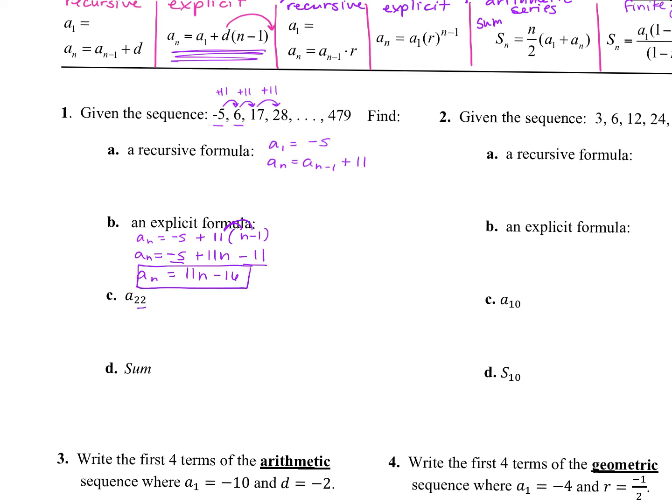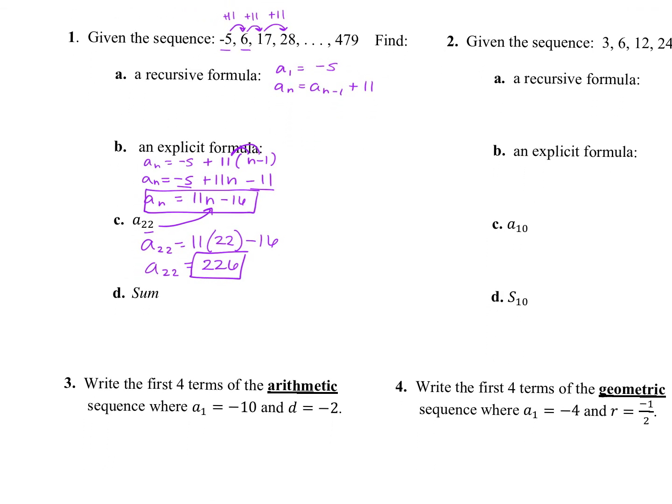When they ask you to find a of 22, they're saying what's the 22nd term. You do not want to use the recursive. You want to use the explicit. So we're going to say this formula right here, we're going to plug in a 22. So a of 22 equals 11 times 22 minus 16. So a of 22, if you plug that into your calculator, you get 226.